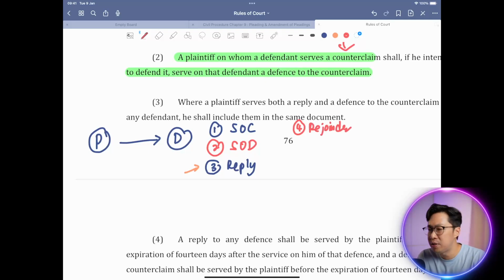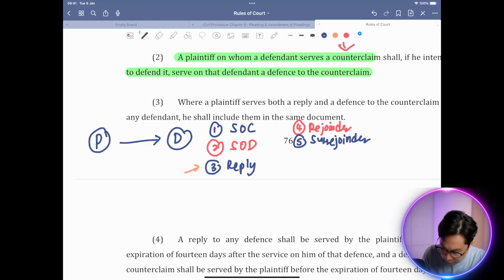So first, the plaintiff sends the statement of claim, then the defendant sends the statement of defense. Then after that, if the plaintiff wants to reply, they can, or at the same time here, you can have a counterclaim. Normally, you stop there. After that, if the defendant wanted to reply, it's called a rejoinder. After the rejoinder, if the plaintiff wants to reply again, like ding dong, ding dong, it's called a surrejoinder. Blue color is by plaintiff, red is by defendant.